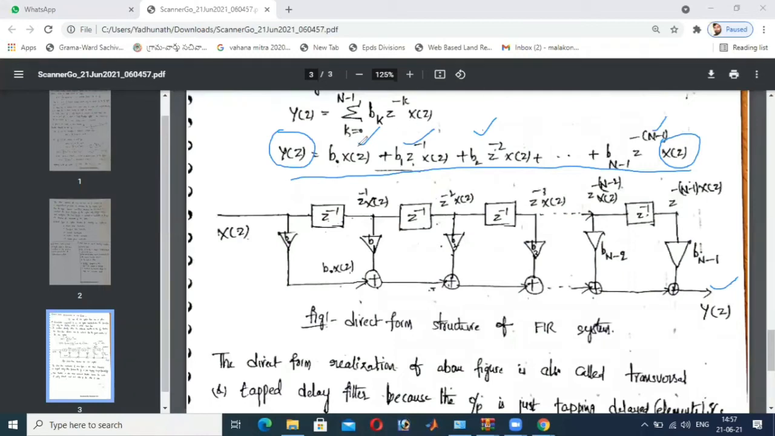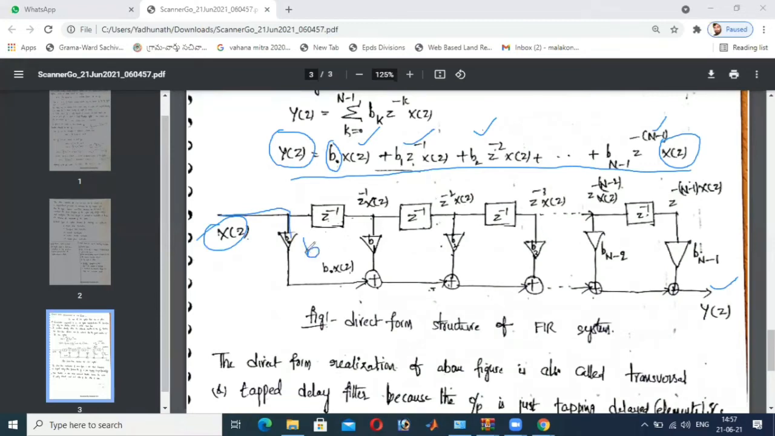Now here the first term is nothing but X of z into b0. b0 is nothing but a coefficient value. So let us consider here X of z is the input. Directly we can apply the X of z input. Now this input is multiplied with the b0 value. So for that purpose, the same X of z can be passed like this. Here I have to use one multiplier with a multiplication coefficient of b0.